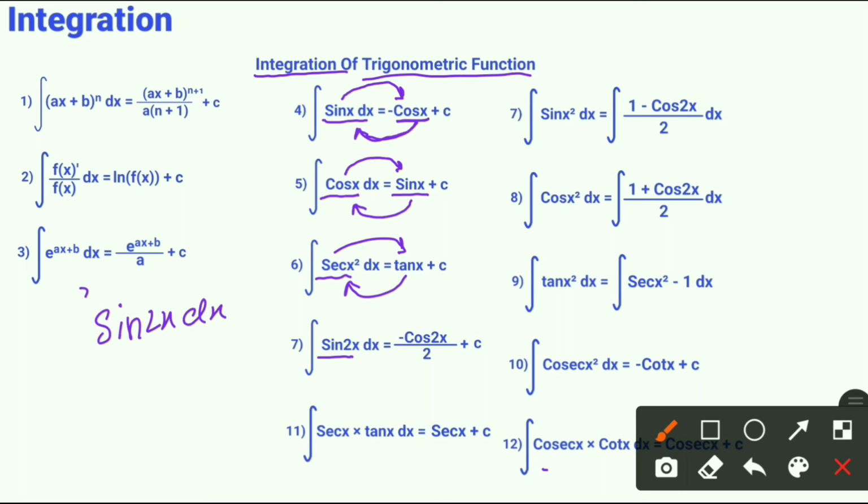Sin 2x dx, and doing the integral. First, look at the identity. It is sine, so doing the integral of sin x, it would be minus cos x. And then seeing the angle, differentiate this and you get 2, so divided by 2, plus c, and this is the answer. This is the integral.